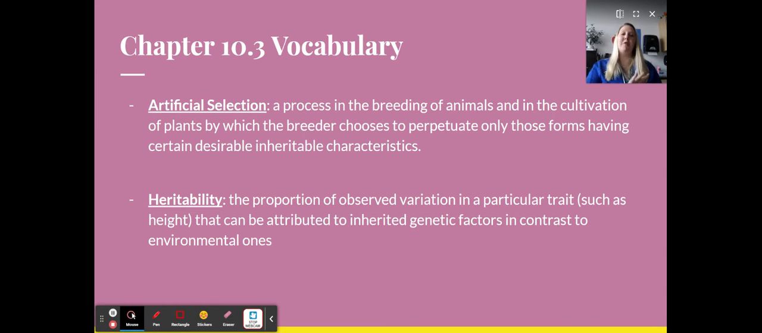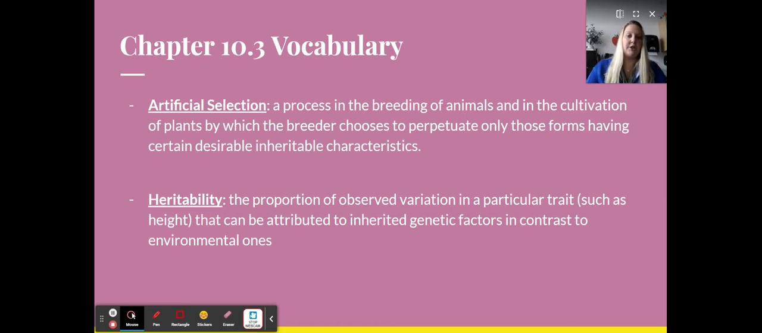So today we're talking about artificial versus natural selection. The definitions are going to seem wonky, but I'm going to break it down and make it nice and easy for you. Artificial selection, the formal definition: the process in the breeding of animals and the cultivation of plants by which the breeder, a human, chooses to perpetuate only forms having certain desirable inheritable characters. Humans control the breeding process by picking the traits, by breeding the best of the best.